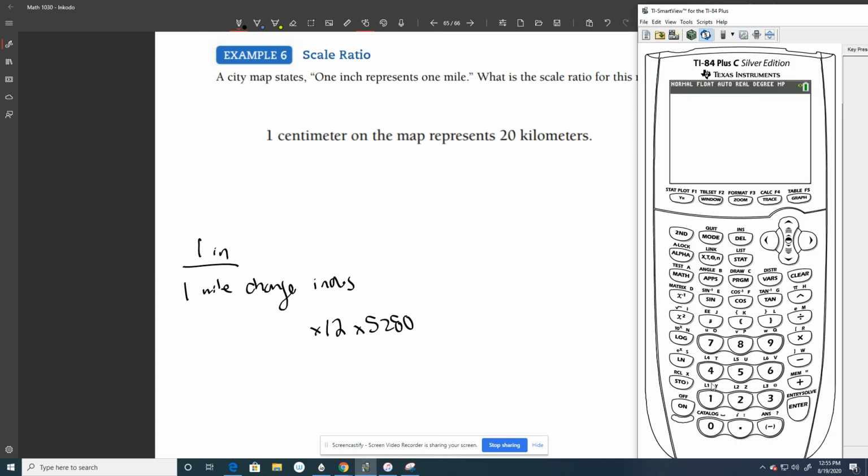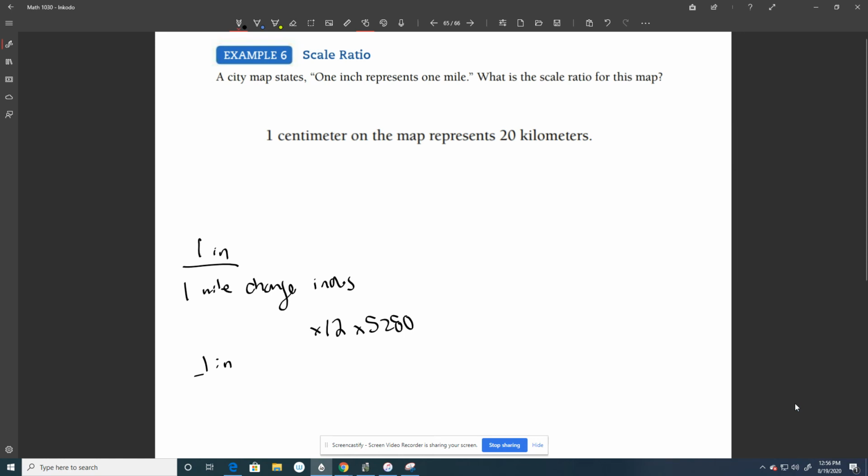And I end up with what? Let's do 12 times 5,280. So for 1 inch, that was 63,360 inches in real life. So 1 inch to 1 mile. Again, it's okay to state that, but if you're going to write a scale, there are 63,360 inches in a mile, and that is how you would have to say that, okay?